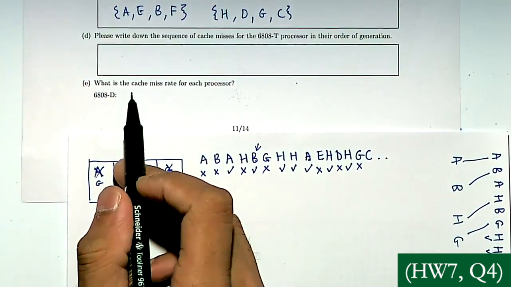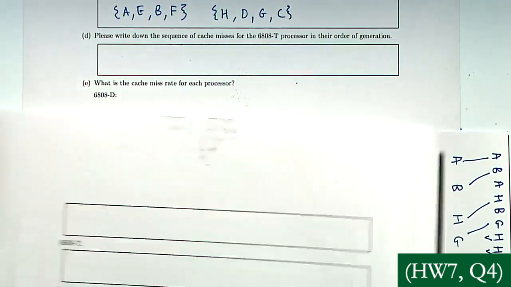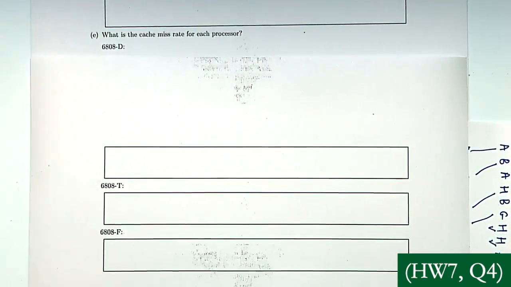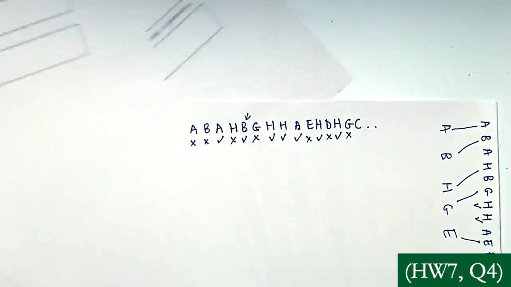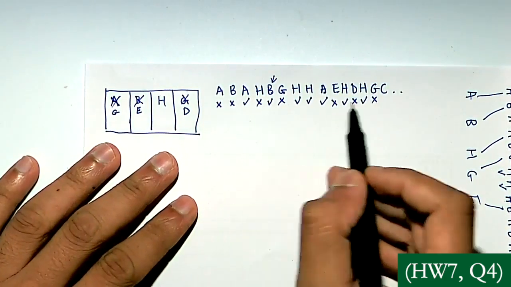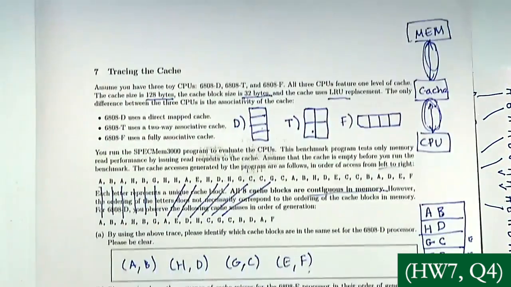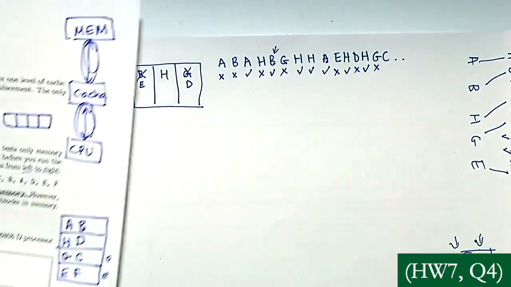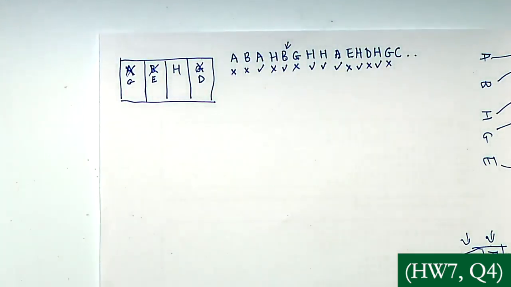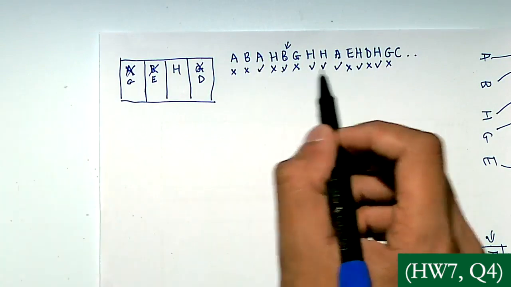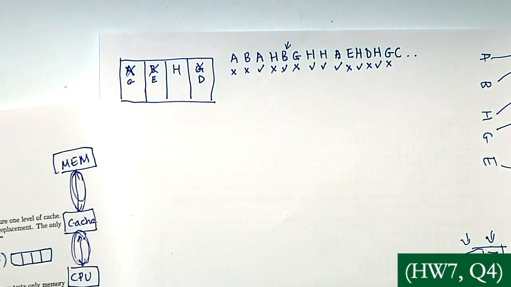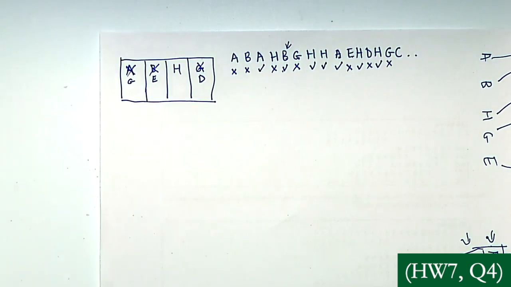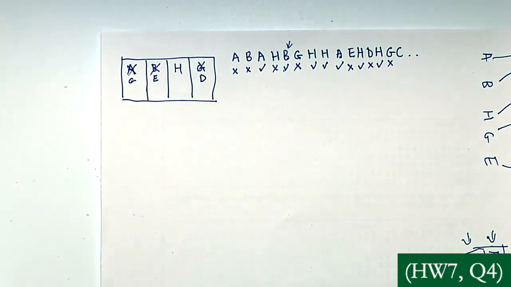The last part of this question asks what the cache miss rate is for each processor. They're asking us for D, T, and F, and we've already done all this work. If we look at this sequence, we know exactly how many hits and misses we get. They give it to us for the direct mapped cache, we now know it for the fully associative cache, and we would have just done it for the two-way cache. So we count up how many misses we have divided by the total number of program accesses, and that gives you the cache miss rate. That's the end of this question. Do you have any questions, or should I move on to the next one?